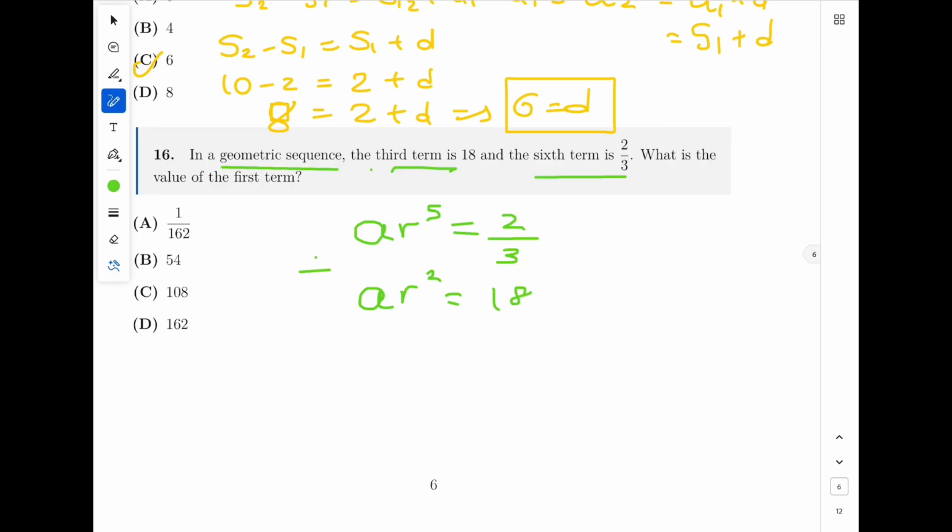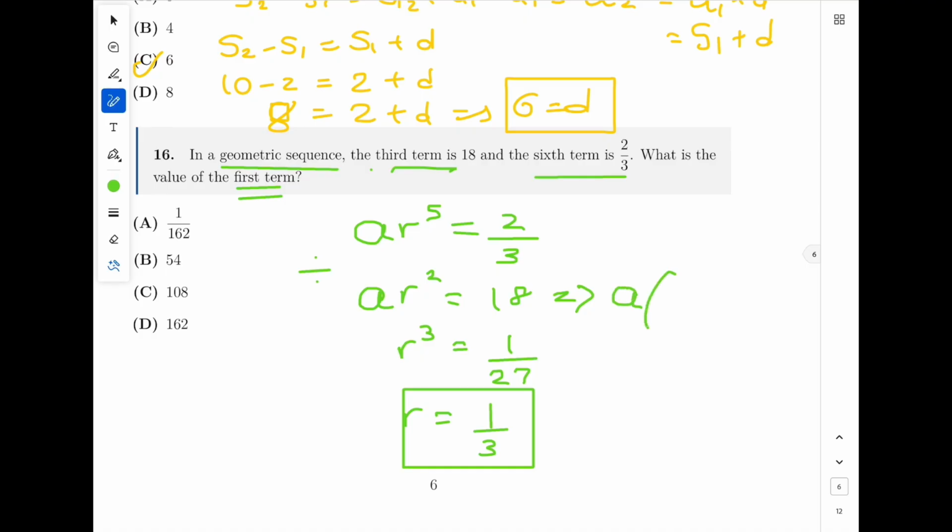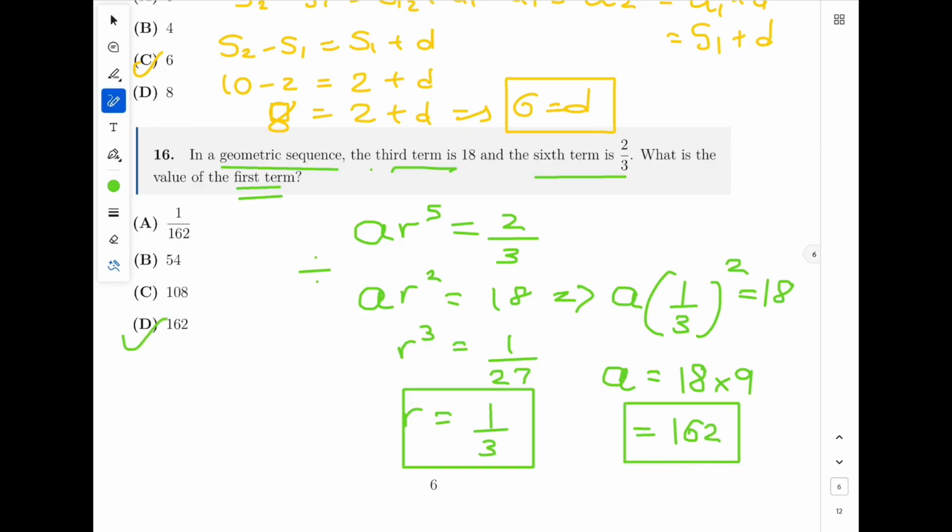Now if I divide both the equations, I get r cube is equal to 1 over 27, which implies r is equal to 1 over 3. We have the common ratio, but we need the value of the first term. So if I pick this equation, I have a into 1 over 3 square is equal to 18, which implies a is equal to 18 into 9, which implies a is equal to 162. So the correct answer is option D.